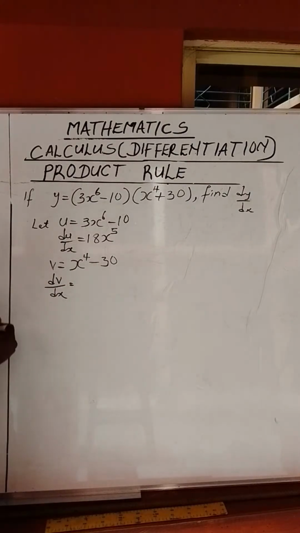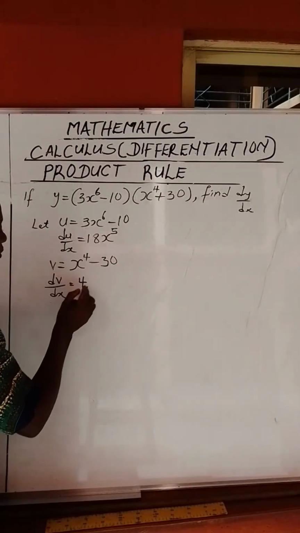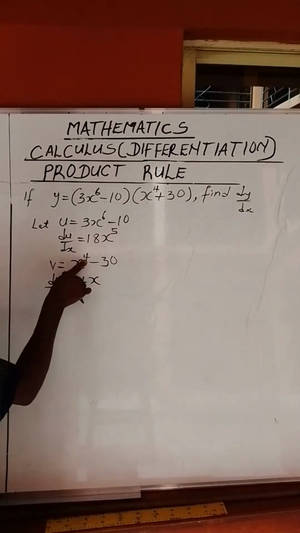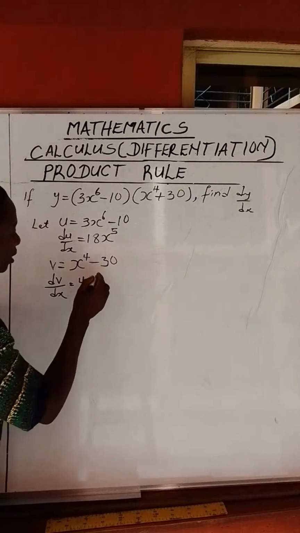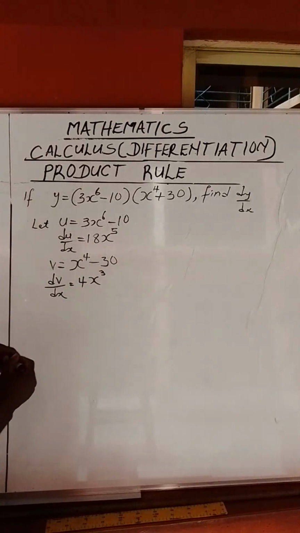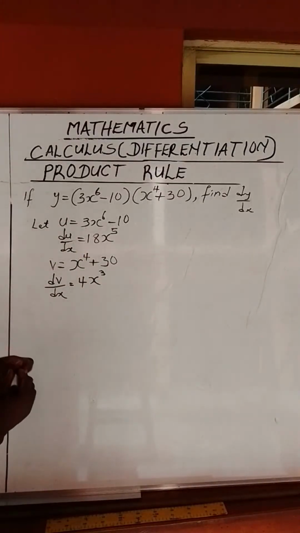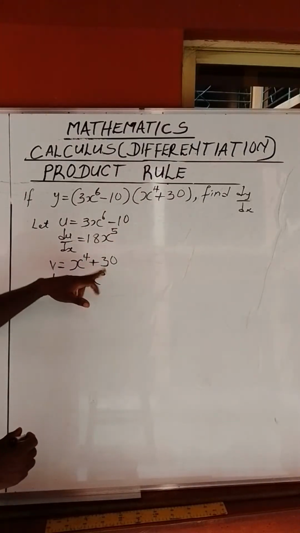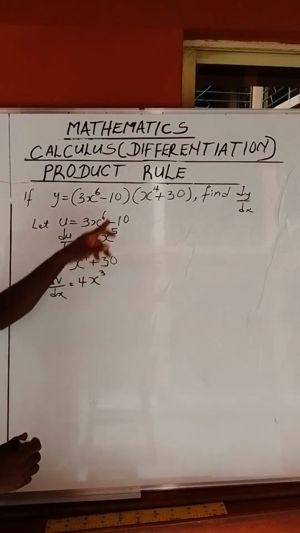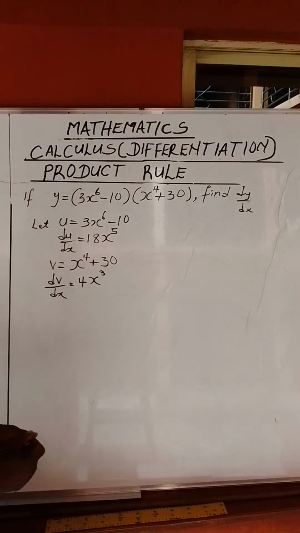So when you differentiate, it becomes 4x raised to the power 3. We subtract 1 from 4, and that gives us 3. Okay, and this is plus. Please don't forget this is plus 30. The differential of a constant, whether it is plus or minus, will still give us 0. So we have gotten what we are looking for.